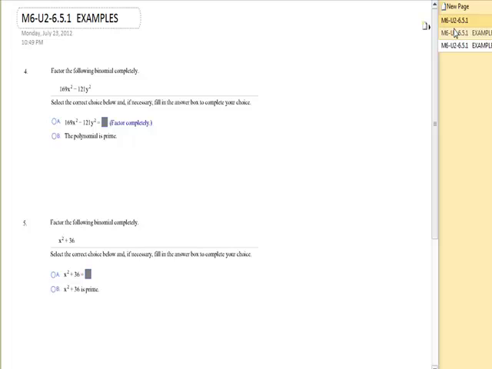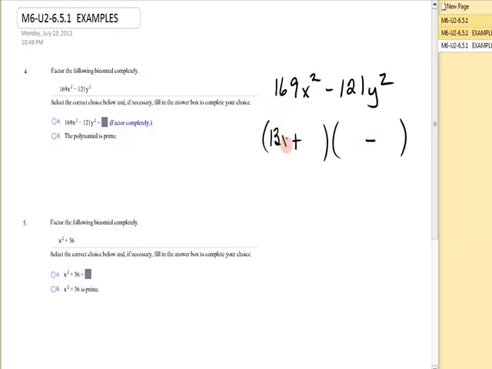Let's look at a few more. I have 169x squared minus 121y squared. It is a binomial. This is a perfect square. This is minus. This is a perfect square. Remember, it has to be the difference. It has to be a minus. All right, so it is going to factor into sum and difference products. The square root of 169x squared is 13x. The square root of 121y squared is 11y.